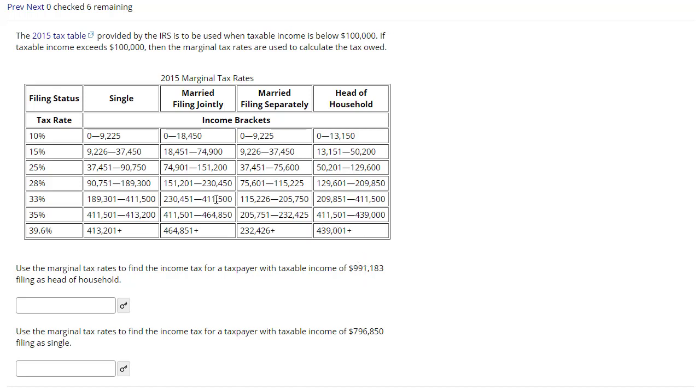So $991,000, that's all the way in this top tier, right? Because this is head of household, so we go to the head of household column, and they are in this top tier. So remember, this is not paying 39.6% on everything. It's paying 10% on the first tier, 15% on the second, 25% on the third, and so forth.